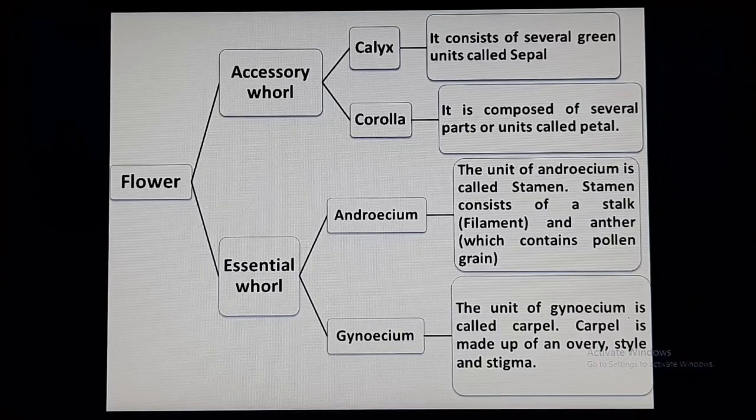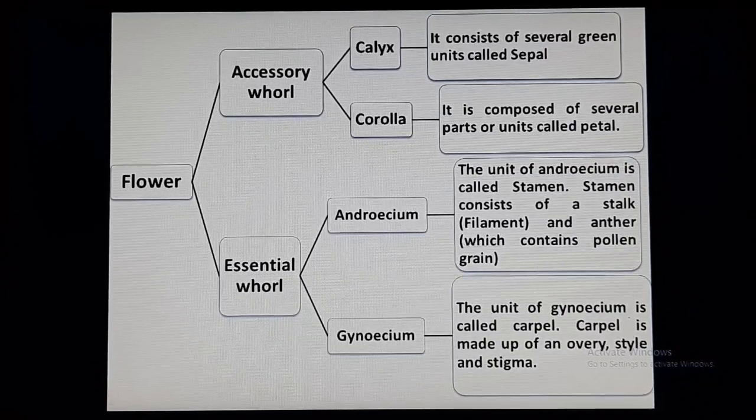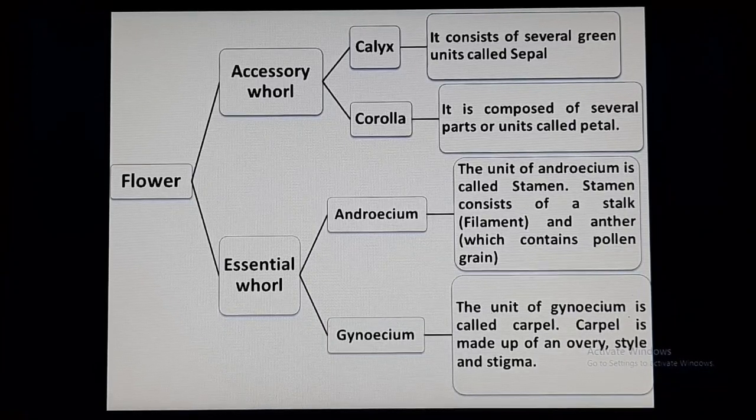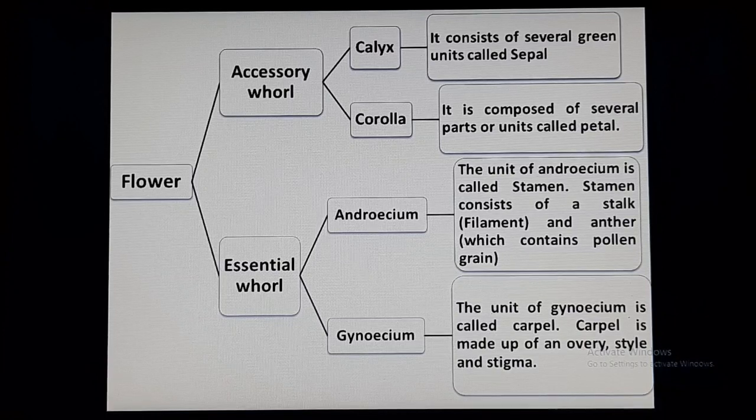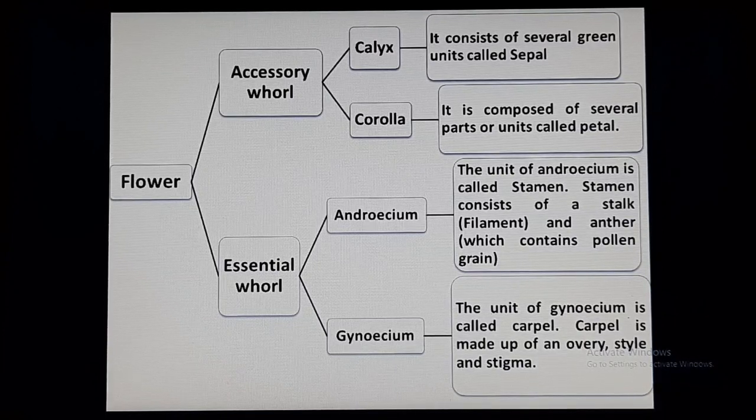Another type is the essential whorls. Androecium: the unit of androecium is called stamen. Stamen consists of two parts. One is the stalk, which is the filament. Another is the anther. Anther contains pollen grains. Gynoecium: the unit of gynoecium is called carpel, and carpel is made up of ovary, style, and stigma.